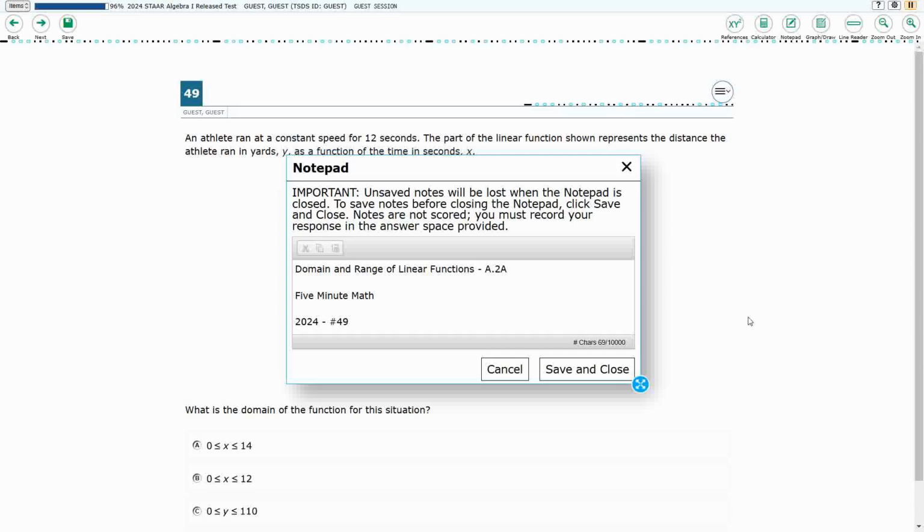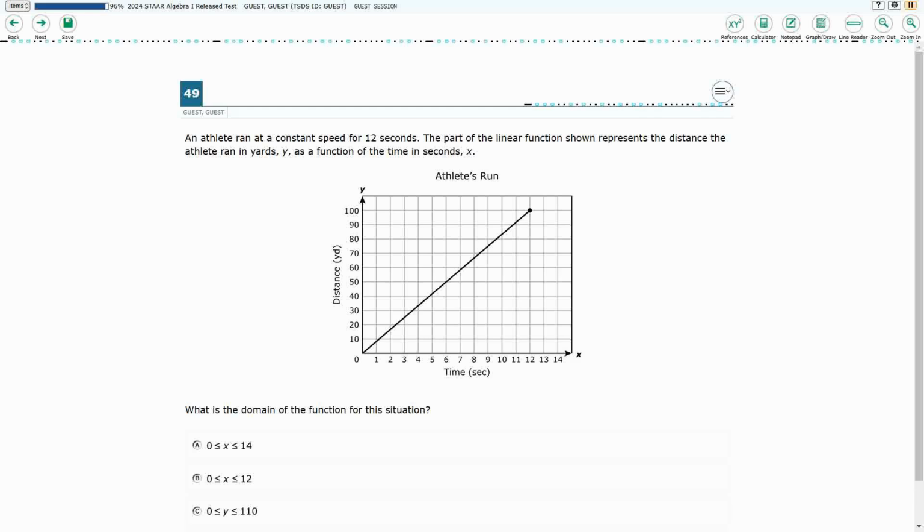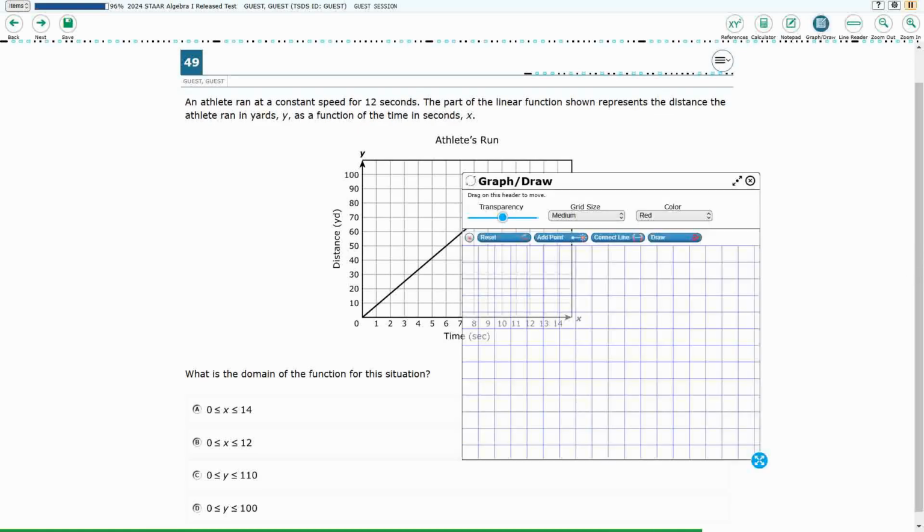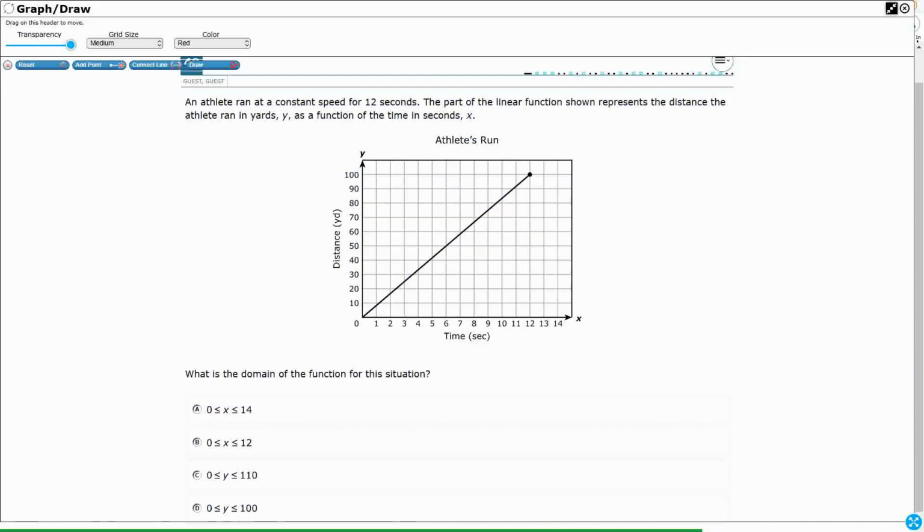Today we are looking at the Algebra 1 concept of domain and range of linear functions. This is standard A.2A in the great state of Texas, and we are using item number 49 of the 2024 released STAAR test. If you haven't done so already, please go ahead and take a moment to pause the video, work this problem out on your own, unpause it, and we will look at our answers together.